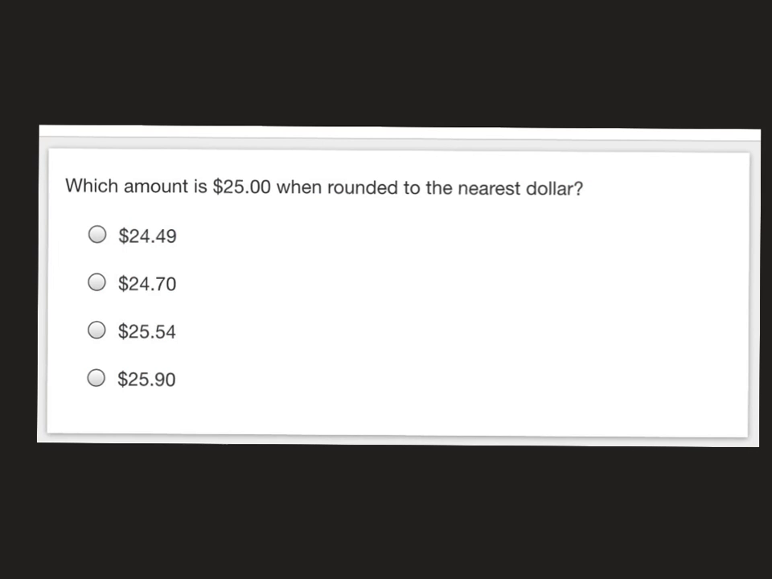All right, last problem. This one is just asking which amount is $25 when rounded to the nearest dollar. Now, remember, the nearest dollar actually means the ones place, because the decimal part represents the cents of a dollar. So if I look at these and I'm looking at the ones place, this would tell it to stay the same. So it would round to 24. If I look at this ones place, the 7 would tell it to round up. So that's what I'm looking for. So that is our answer.